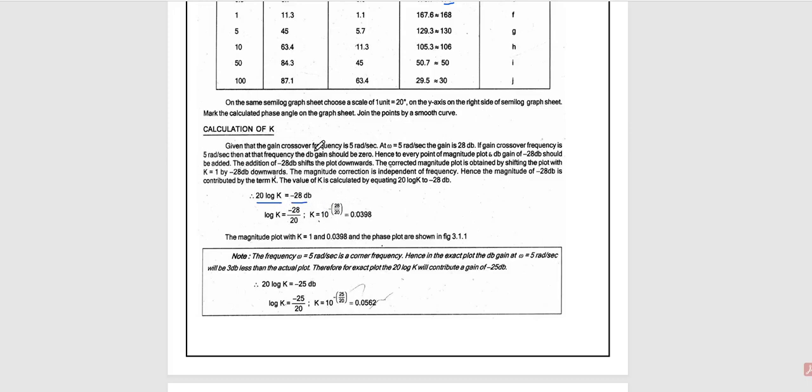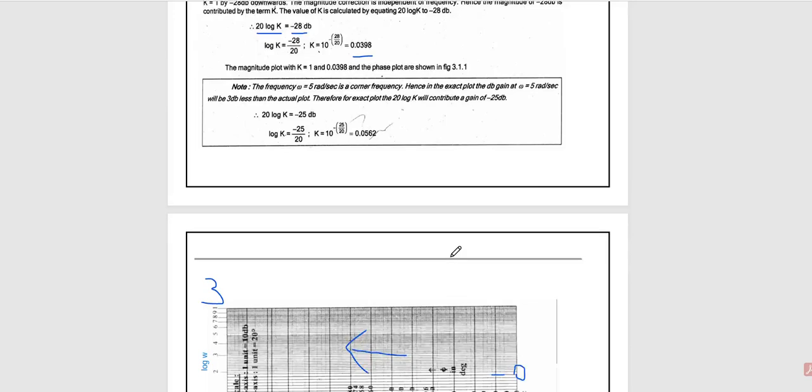So to get the gain crossover frequency of 5 radians per second, you are shifting the plot 28 decibels downwards. So minus 28. So 20 log k equals minus 28. So log k will be minus 28 by 20. Then k will be 10 to the power of minus 28 by 20. You will be getting 0.0398. This is the k value. You are plotting the graph and naming this k value as 0.0398. That's all.